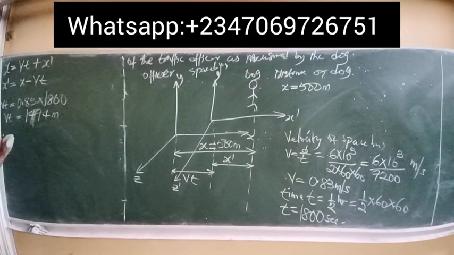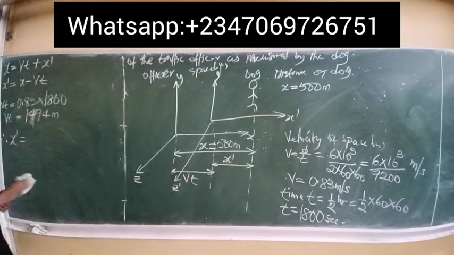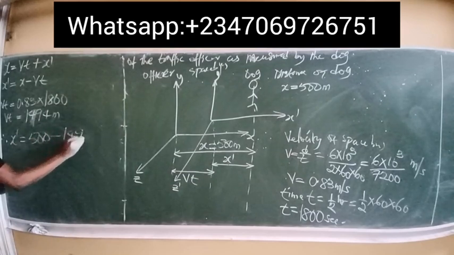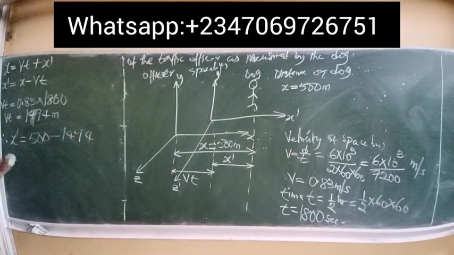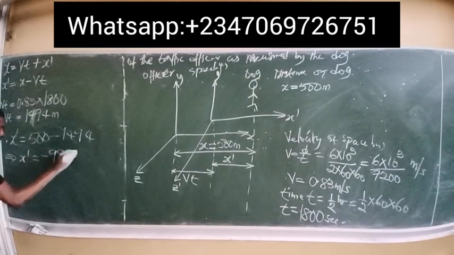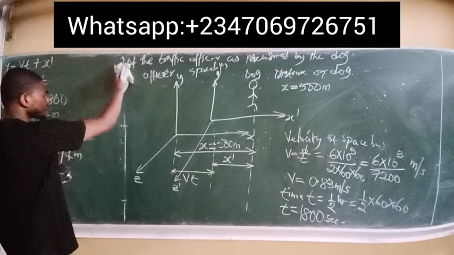Therefore, the coordinate of the dog, x prime, is equal to x, and x was given as 500 meters. So you simply have 500 minus 1494. This implies that x prime is equal to minus 994 meters.